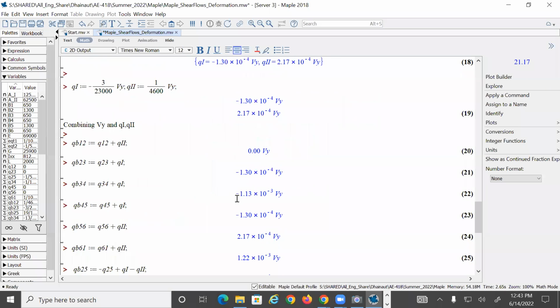minus 1.13 10 to the minus 3 Vy. I'm going to keep copying here. QB45 is 0, so that should be equal to minus Q1, which is equal to negative 1.3 10 to the minus 4 Vy.